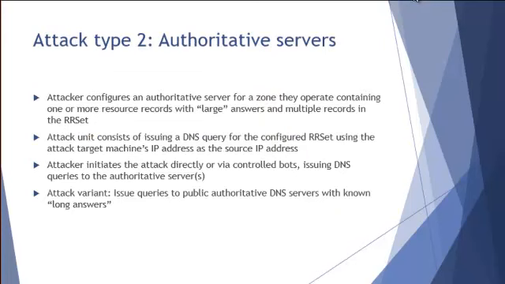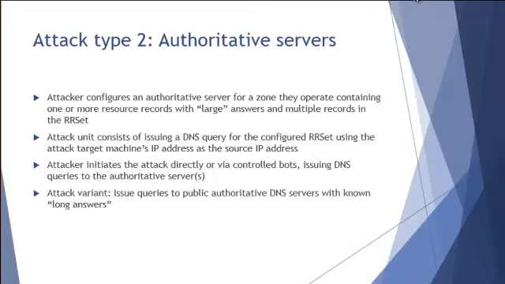The second form of attack here is to use authoritative servers. So as open resolvers are diminishing and hopefully go away altogether soon, the other form of this is to actually use authoritative servers. So the attacker configures an authoritative server for a zone they operate, containing one or more of these resource records, the large ones, to get the amplification effect. And then the attacker can issue the query for the configured RR set using the attack target's IP address again as the source IP address, just your traditional reflector type of approach.